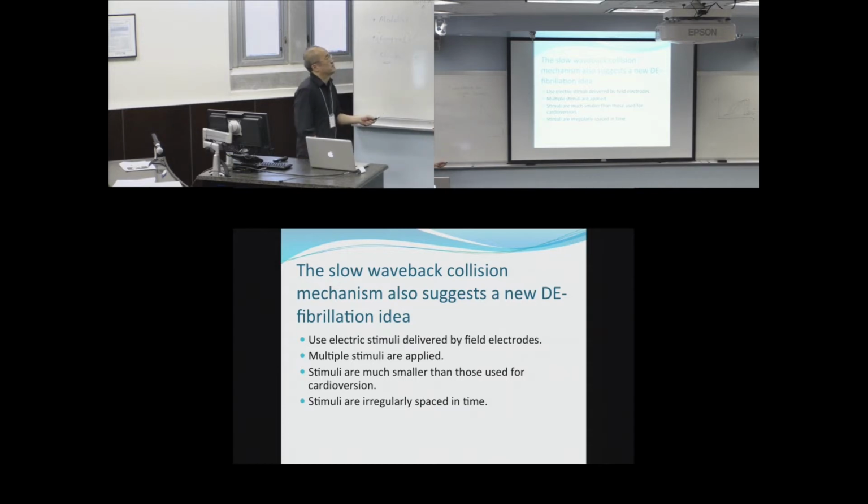So here's the idea. We use electrical stimuli delivered by field electrodes. So we're talking about electric field stimulation here rather than point stimulation for the defibrillation. We apply a series of multiple low energy stimuli. You've seen talks about this by Flavio, for example. The stimuli should be much smaller, because if you deliver a large one, then you expect to have cardioversion. And then the new thing here is that the stimuli I'm going to deliver are irregularly spaced in time, in the spirit of what we were just looking at with the short, long, short, short, to produce fibrillation.